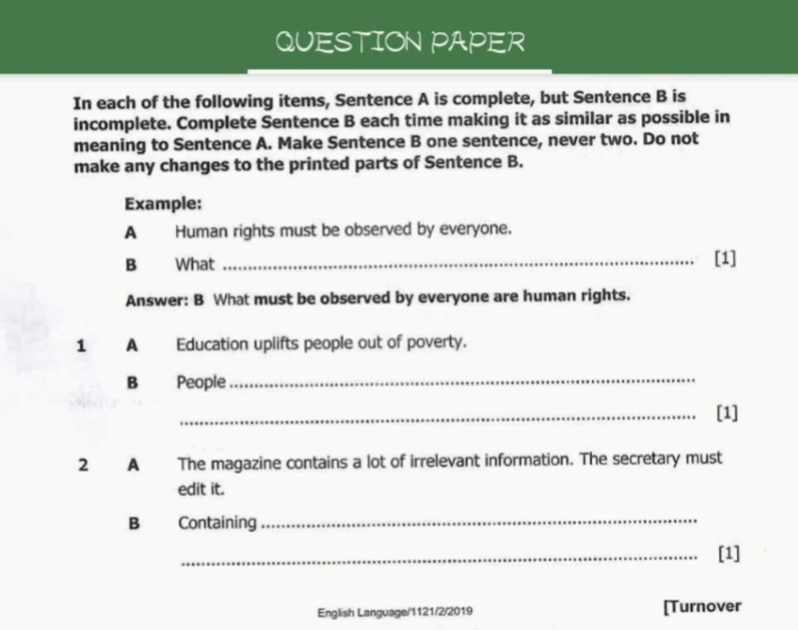As for question 1, it is saying, education uplifts people out of poverty. Then as for B, people, which means we are going to say people are uplifted out of poverty by education. People are uplifted out of poverty by education.